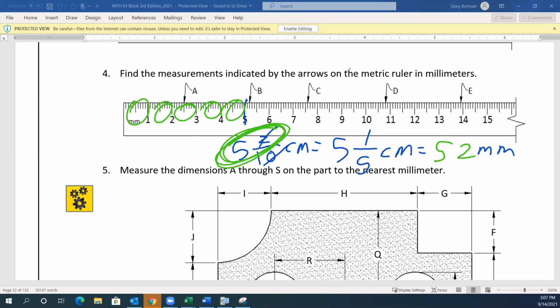That's all you do. It's just so much easier than that silly standard system we have that nobody else in the world uses.